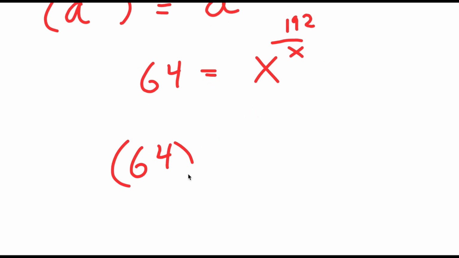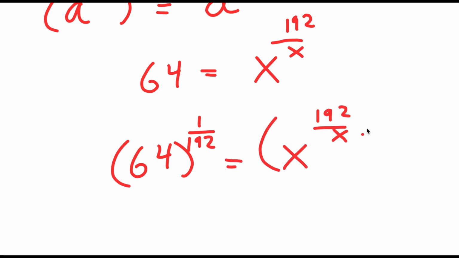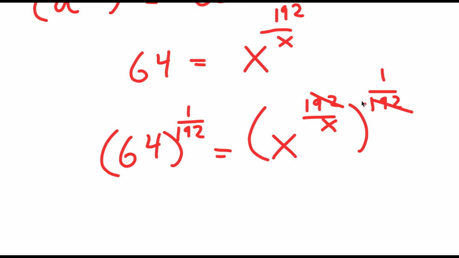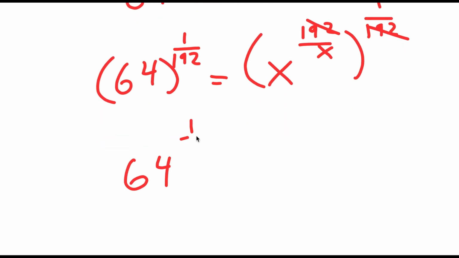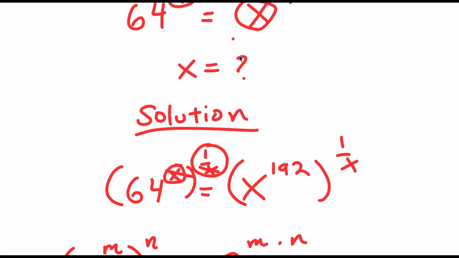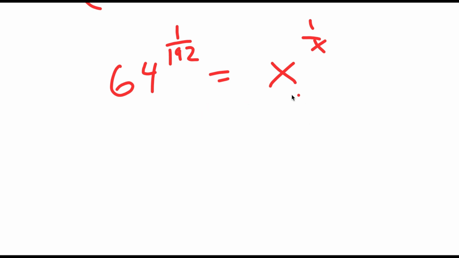Now, I'm going to take the power of 1 over 192 on both sides. There's nothing to multiply over here because 1 over 192 is the only power of 64. But on my right-hand side, these two cancel out. So now I'm left with 64 to the power of 1 over 192 is equal to x to the power of 1 over x. And by the way, I actually have two different methods of solving this equation. This is my first, so make sure to stick around for the second method as well, which may be simpler or harder.